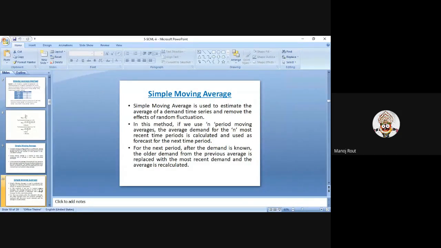So in this method, if you use n period moving average, the average demand for the n most recent time periods is calculated. As I told, if you go for 4 period moving average, the recent 4 month data or recent 4 week data should be used for calculating and used as the forecast for the next time period. The last point: after the demand for the next period is known, the older demand from the previous average is replaced with the most recent demand and the average is recalculated for forecasting the next time period. That is the concept. So just note down these formulas.